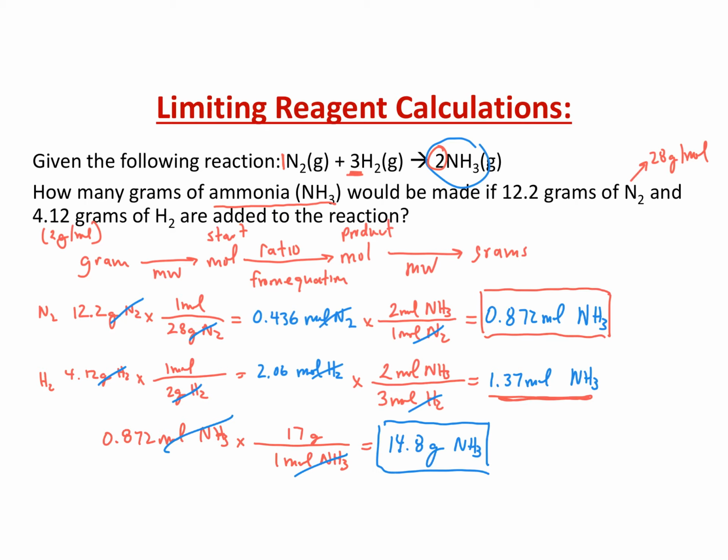So the best thing to do in these calculations is to calculate how much product could I make given both of my starting materials. So do this full calculation all the way to moles for both starting materials so you can compare them on equal footing, with equal units for both of those. If you have a reaction where more than one product is formed, just pick one of the products and do the calculation for that product with both starting materials. We do not want to switch mid-calculation.